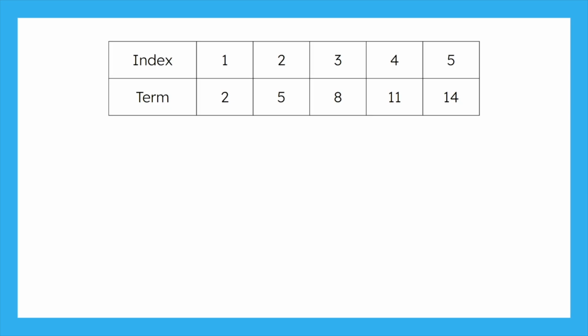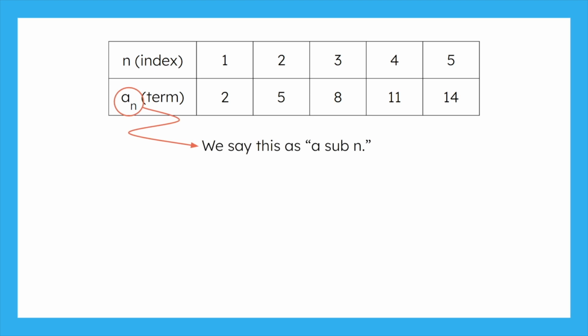In sequences, we use the letter n to denote the index or position of the terms. Remember, since the domain of a sequence is the natural numbers, n starts at 1 and increases by 1 each time. 1, 2, 3, and so on. To represent the terms themselves, we use the letter a with a subscript n, which we say as a sub n. The n shows up again here because each term depends on its position.